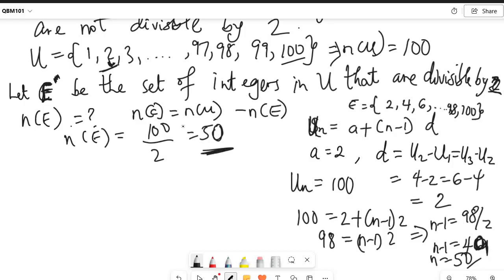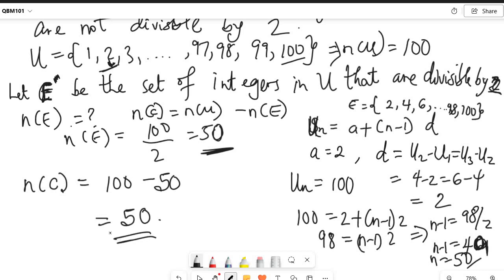So if you don't understand 100 over 2, you can go through the sequence way. Either way, we have 50 integers in U that are divisible by 2. So finally, to solve this question, n of C will now be equal to, what is n of U? n of U is 100 minus 50, okay? So this question is actually very simple. So the answer is 50. So there are 50 integers in U that are not divisible by 2.